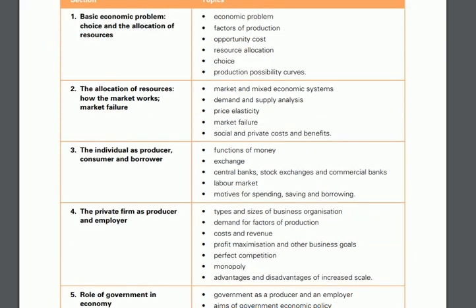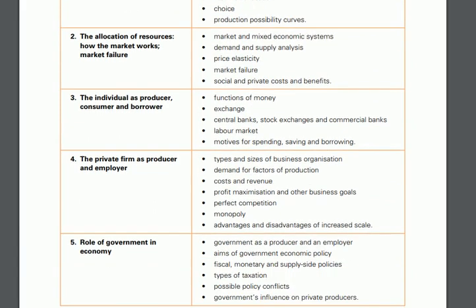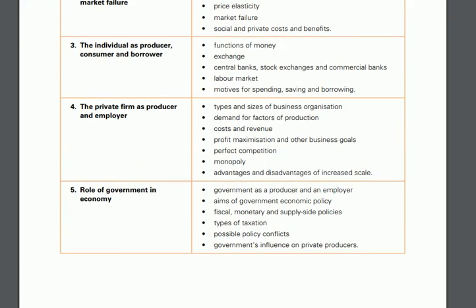Nextly, still in micro, we're looking at the private firm. So here we're looking at cost and revenue, objectives of the firm and different market structures, be it perfect competition all the way up to monopoly. Last in that section is role of government in the economy. This is your more macro, into your macro economy, your fiscal, your monetary and your supply side policies.